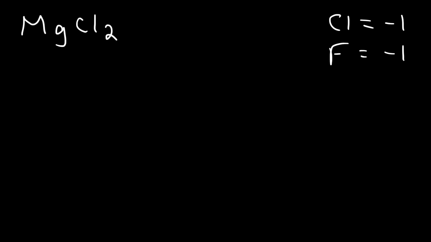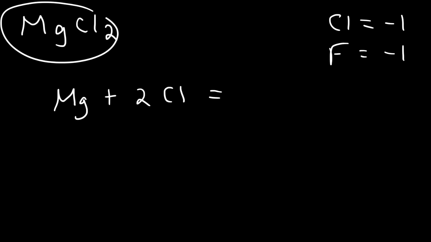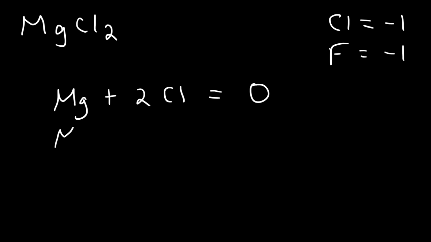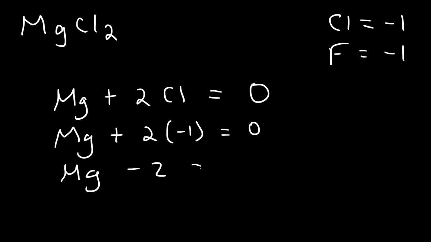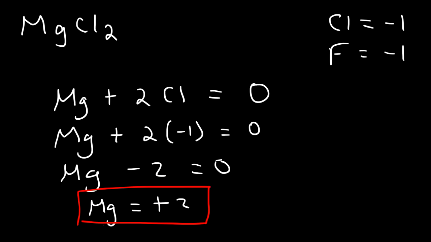Now let's work on some examples. What is the oxidation state of magnesium and chlorine in this compound? By the way, most halogens are usually negative 1. Chlorine typically has a negative 1 charge, like fluorine. If we write an equation, Mg plus 2Cl, this whole compound is neutral, so therefore the total charge is 0. Now, if chlorine has a negative 1 oxidation state, that means magnesium has to have a positive 2 oxidation state. You could literally solve it. And it makes sense. Magnesium is an alkaline earth metal, which typically has a positive 2 charge.